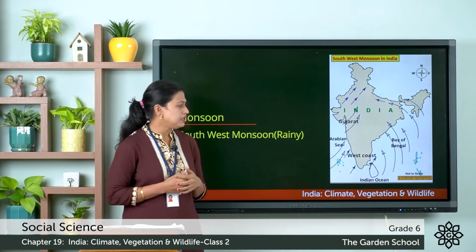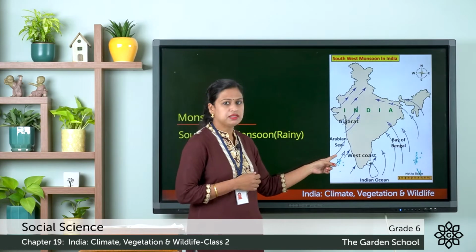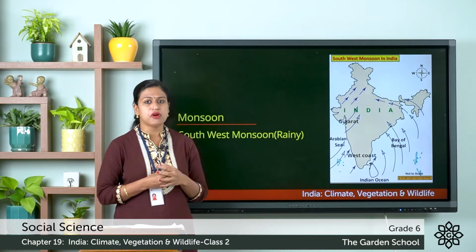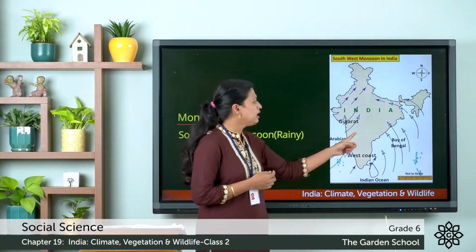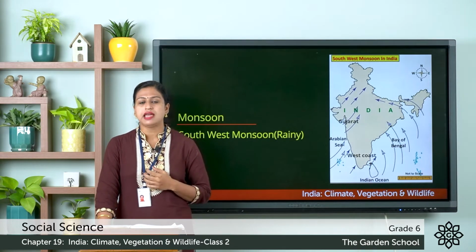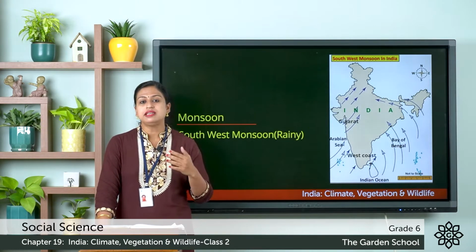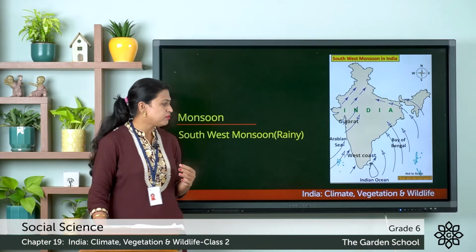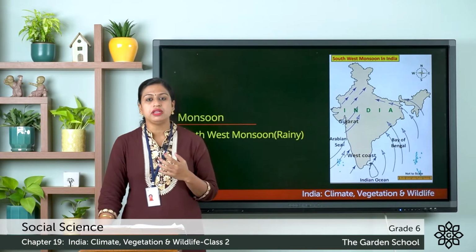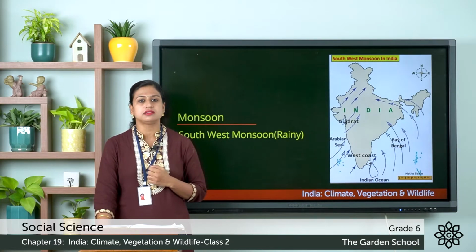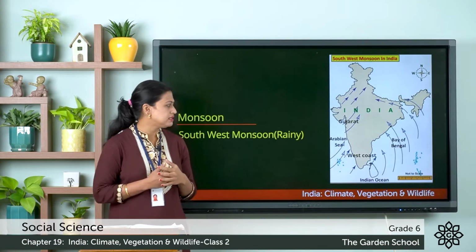So here you can see the winds blow from the Arabian Sea and the Bay of Bengal, carrying lots of moisture, and it blows through India's mainland. On its way, it hits barriers like mountains, and they release the moisture and cause heavy rainfall. So that is why the coastal parts of India receive heavy rainfall and violent thunderstorms. So let's discuss this once again.